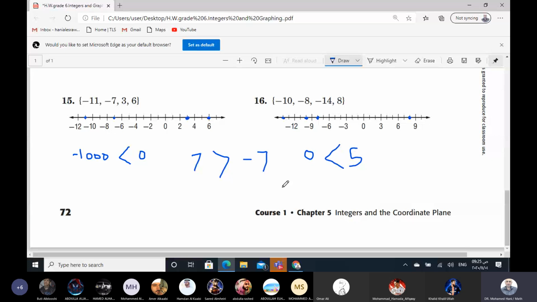Suppose we have now minus 2 and minus 10. Which is greater? Minus 2. Minus 2 is greater than minus 10, because in the negative side, when the distance between the number and 0 increases, the value of the number will decrease.